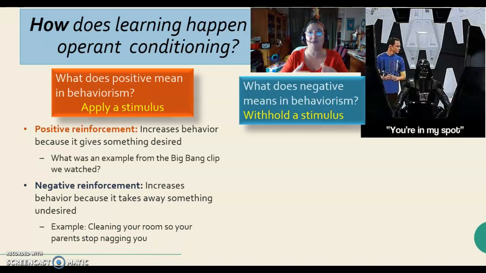Positive reinforcement, perhaps if you study for a certain period of time, you give yourself a break to play on social media for 10 minutes. Negative reinforcement. So perhaps you take something away that you don't like.